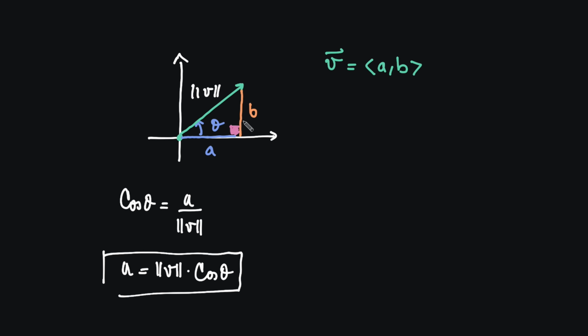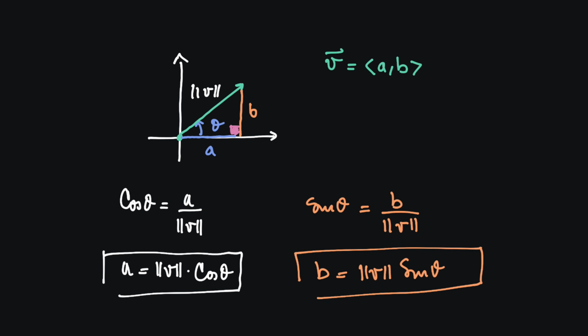The same goes with b. Sine of theta relates the opposite and the hypotenuse, which in this case is the magnitude. So b over magnitude v. If we isolate b, we get that b is equal to the magnitude of the vector times sine of theta. And now we have two formulas that are really useful to find the vector given the magnitude and the direction. Let's look at an example.